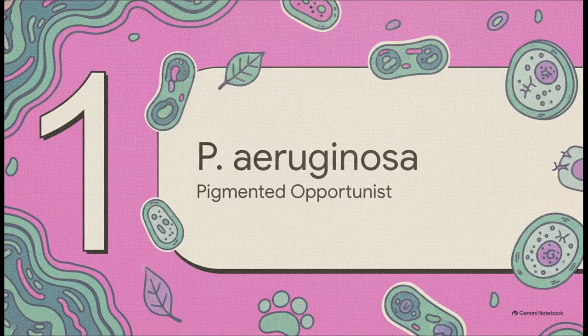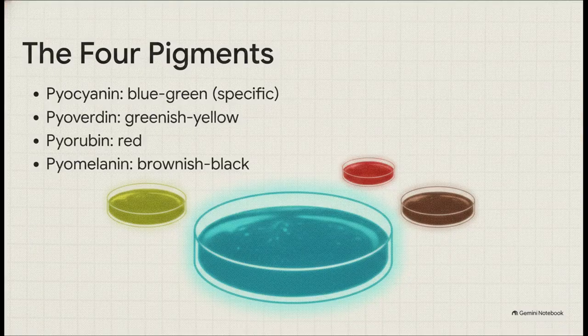Section 1. Pseudomonas aeruginosa, the pigmented opportunist. This organism is practically everywhere. It thrives in environmental water, in the soil, on plants. You can even find it on the skin, mucous membranes, and in the feces of healthy animals. But what's really fascinating is that this opportunist is literally colorful. It's famous for producing up to 4 diffusible pigments.